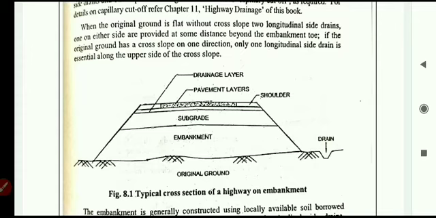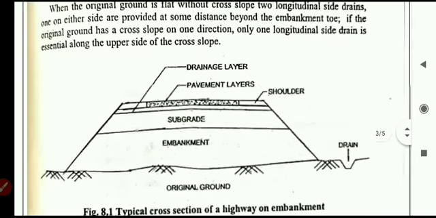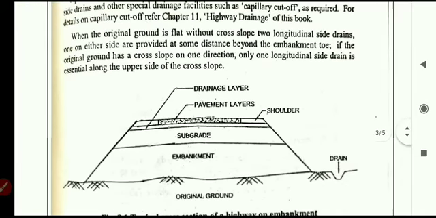Next, above that we have the drainage layer, just to drain off the water. The water which has already entered the pavement should be removed immediately, so in order to remove that water, a drainage layer is given. Above that, pavement layers are given. Pavement layer means it is a bituminous layer. That is known as the pavement layer.